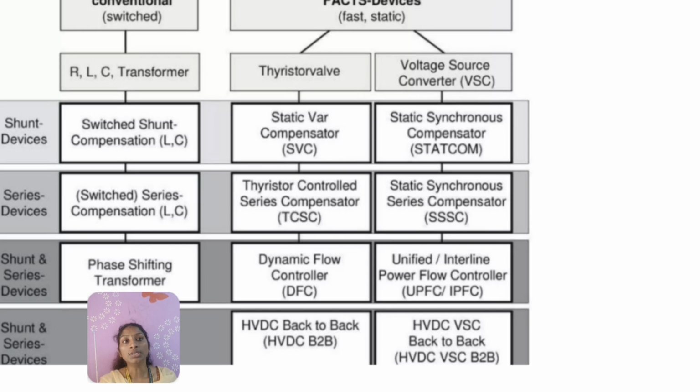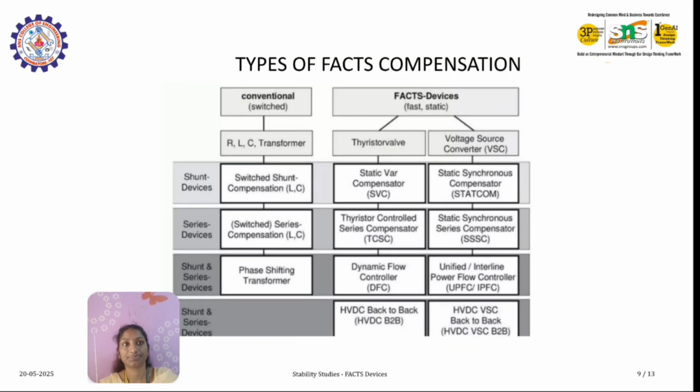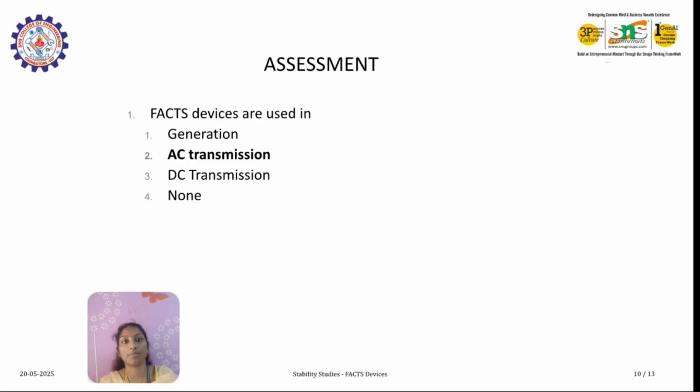Coming to voltage source converters, we have the static synchronous compensator, which we call STATCOM, and the static synchronous series compensator, which we call SSSC. Another one is the unified power flow controller, UPFC, and the interline power flow controller, IPFC, unified or interline. Then another type is HVDC back to back. So these are the types of compensation.